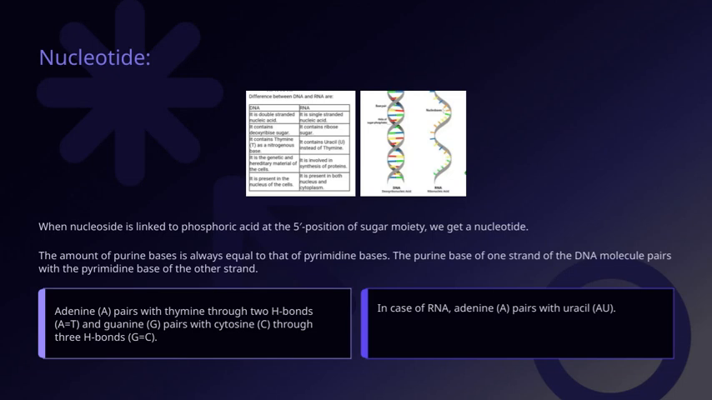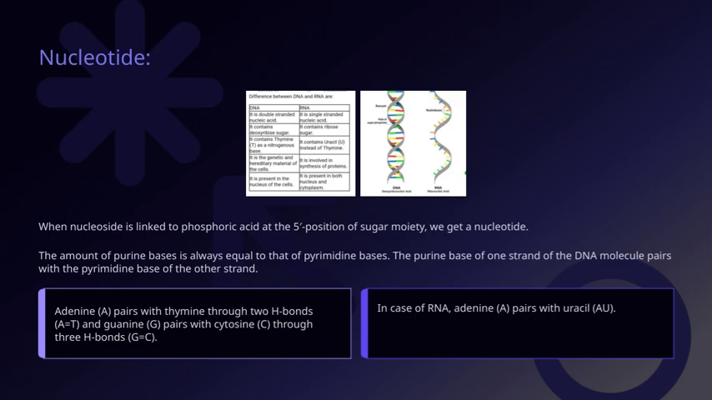Let's talk about RNA pairing first. In RNA, adenine, or A, pairs specifically with uracil, or U. Unlike DNA, where thymine pairs with adenine, RNA uses uracil instead. Now in DNA, adenine pairs with thymine through 2 hydrogen bonds, which is represented as A=T, and guanine pairs with cytosine through 3 hydrogen bonds, or G≡C. These hydrogen bonds are crucial because they stabilize the DNA double helix structure.